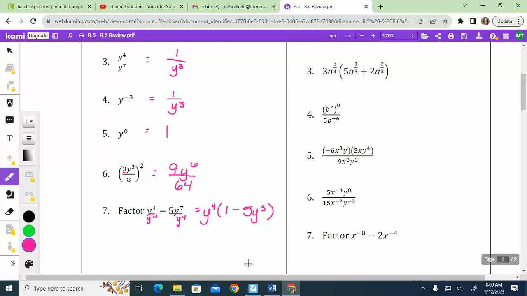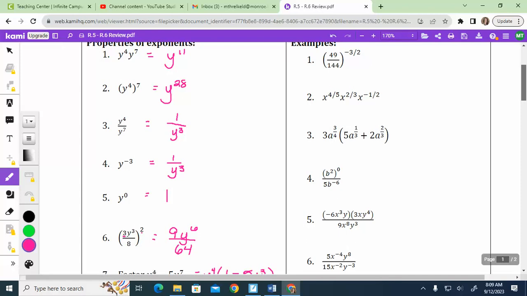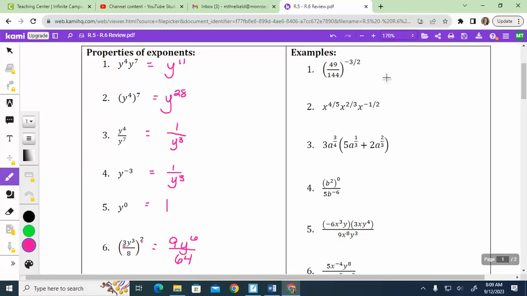Let's go ahead and extend those to some problems. So the first one, 49 over 144 to the negative 3/2 power. So what does the negative do? Flips it. So then it's a positive 3/2. Okay, how do we rewrite a 3/2 power?